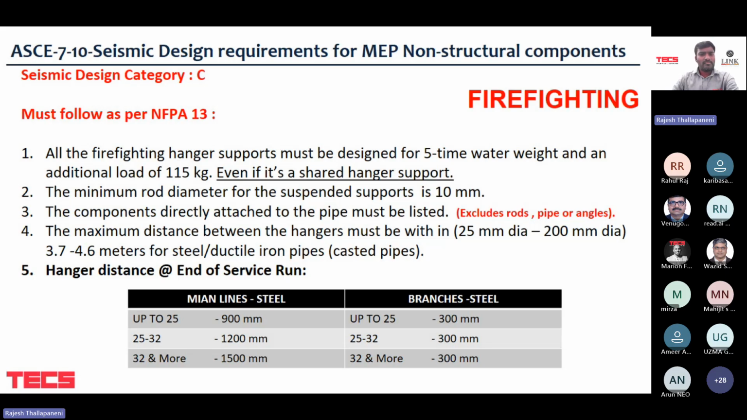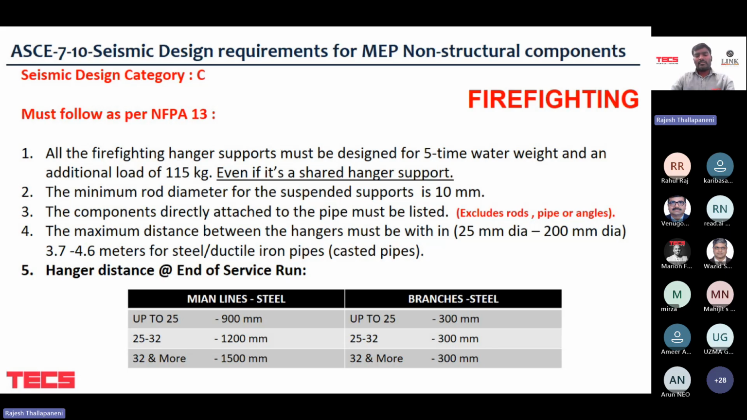And the minimum rod diameter must be 10 millimeter, and the components directly attached to the pipe must be listed. Now we will see the further slides. We have a seismic brace with an attachment to the concrete and an attachment to the pipe itself. These two attachments must be listed, meaning they should have UL, FM, or any approval which is accepted by the local civil defense or local jurisdiction. So this is very important.